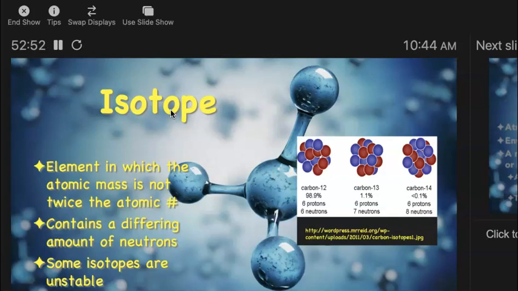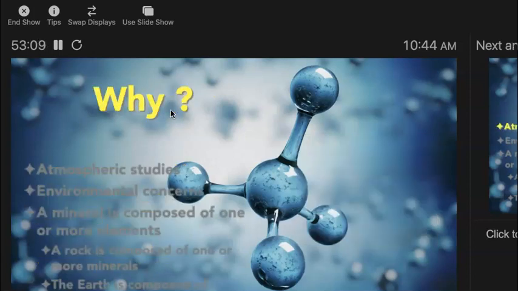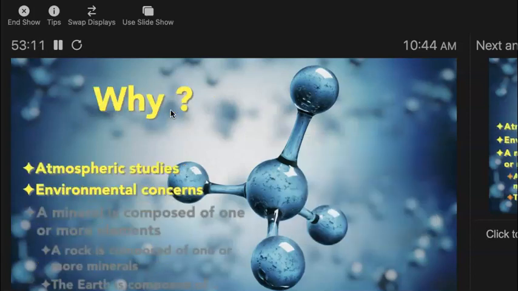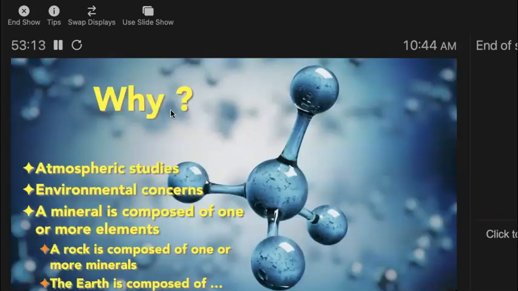Questions about isotopes, atomic number, atomic mass? Like I said, it was a little out of context conversationally. Ooh, what's this slide? Why does it say why? Oh, why do this? All right.